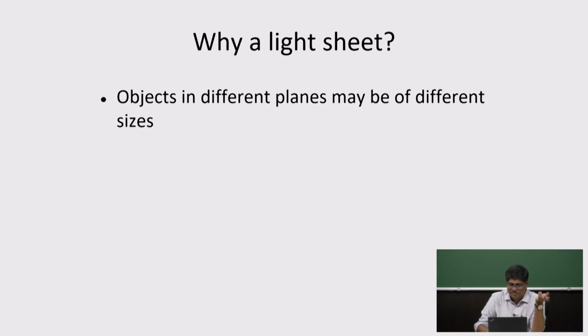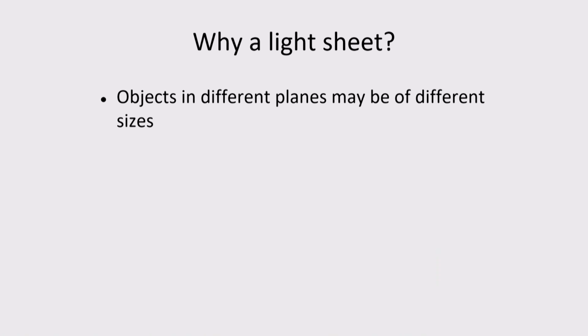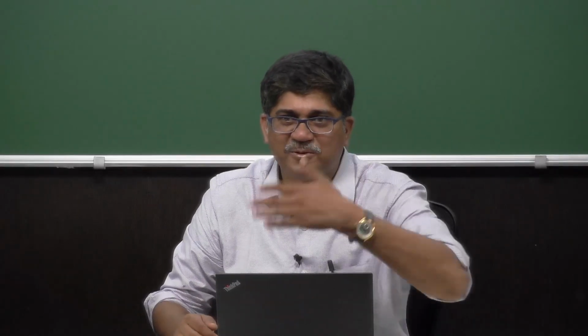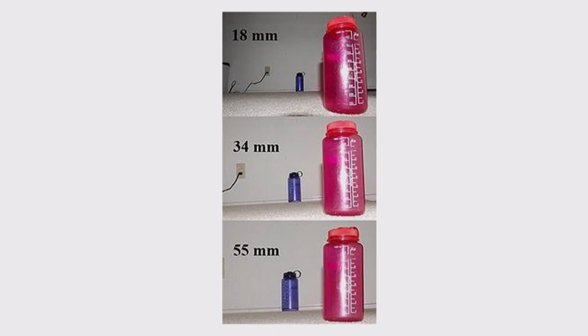So why light sheets? Why can't I just illuminate the volume and keep imaging? Because if I illuminate in a plane, that is fine. I pass the laser sheet and illuminate only the plane, and whatever is in the plane, I get. Otherwise, if I illuminate the entire area and image it, then it is like your cameras. If you have a camera, you would have seen that depending on the focal length, the relative sizes will change.